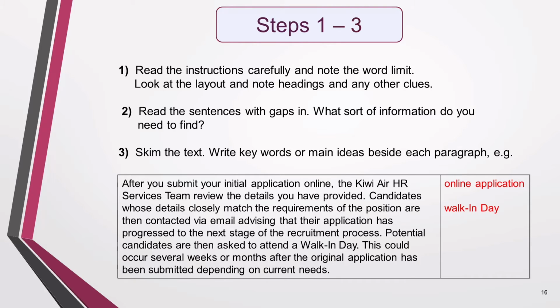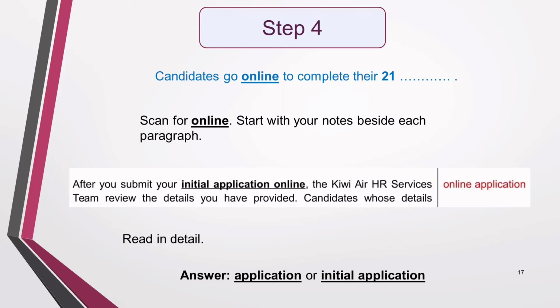Next, I quickly read through the sentences with gaps in to get a general idea of what information I'll be looking for in the text. I then skim read the text and note key words or main ideas beside each paragraph. This will help me to quickly find the information again later. You can see an example of this on the slide. I now go back to the flowchart and read the first sentence with a gap in it.